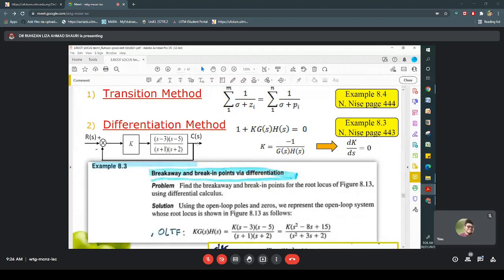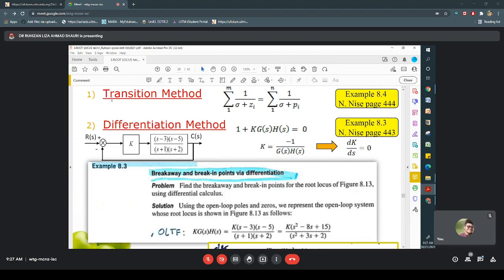From this block diagram, you need to write down the open loop transfer function. Here you have K with this block, the plant's transfer function on the forward path, so you multiply them together. K times that one times H, where H equals 1. So KGH is your open loop transfer function, and K times that is that equation.